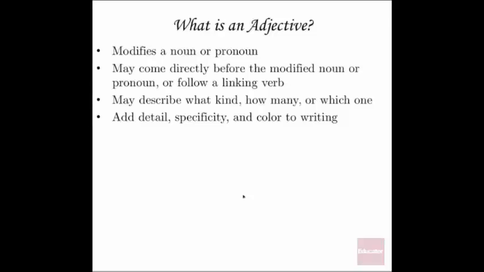All right, what is an adjective? An adjective is pretty much any word that modifies a noun or a pronoun. There are a couple of exceptions, but generally, if it's modifying one of those, it's an adjective. In English, adjectives usually come directly before the noun or pronoun that they're modifying, or they follow a linking verb, which you may remember from our lesson on verbs.